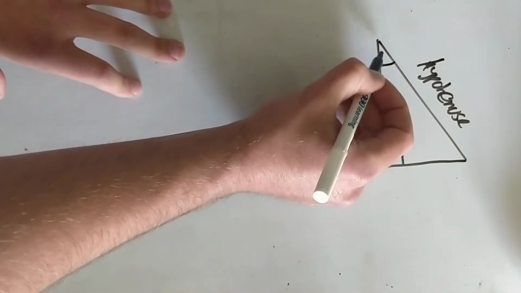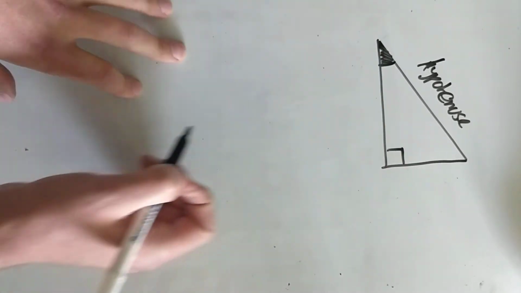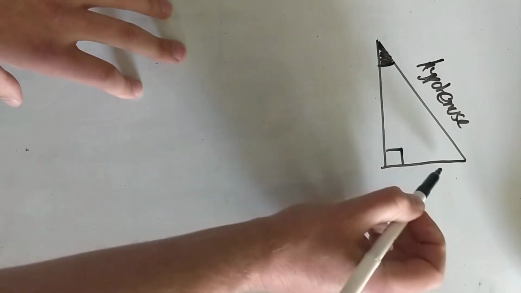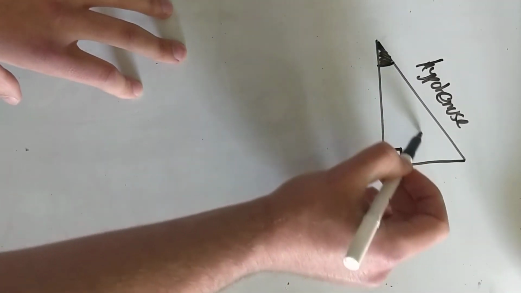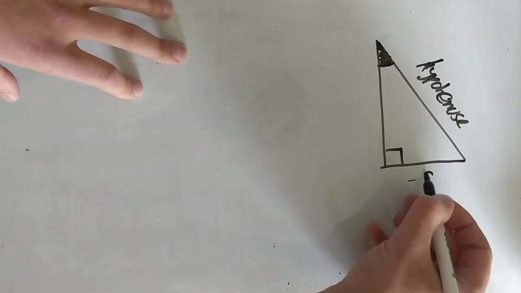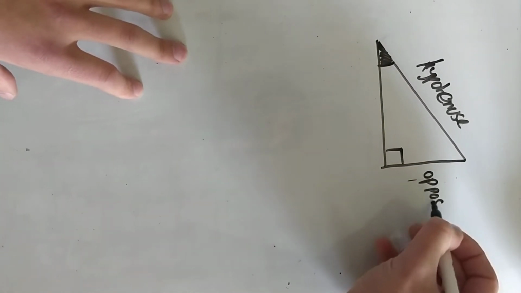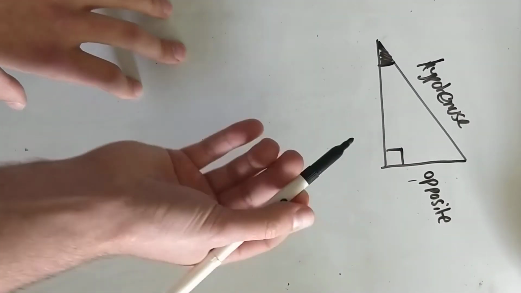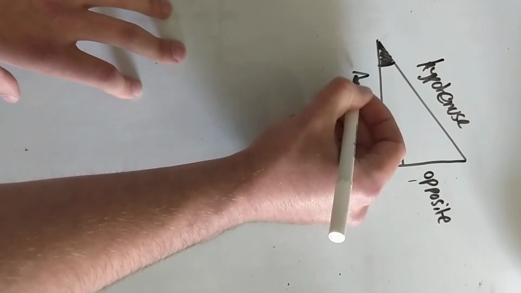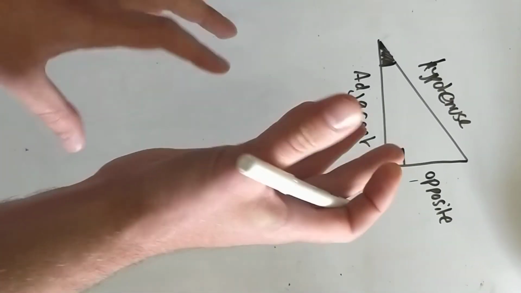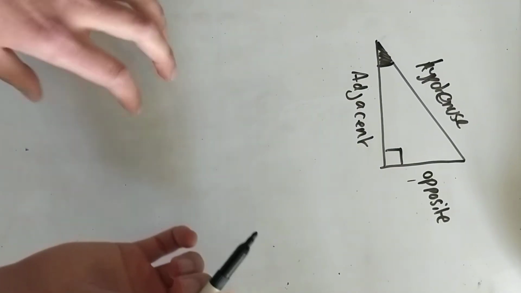So say you're given this angle here. These sides then have different names. This side here is the one that is opposite this angle, and if it's opposite this angle, that is its name. You refer to that one as the opposite. And this one is next to the angle, and that also has another name, which is the adjacent. Adjacent just means next to.